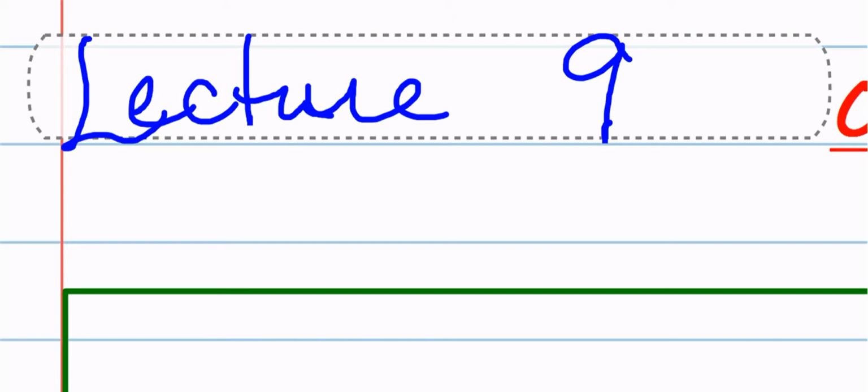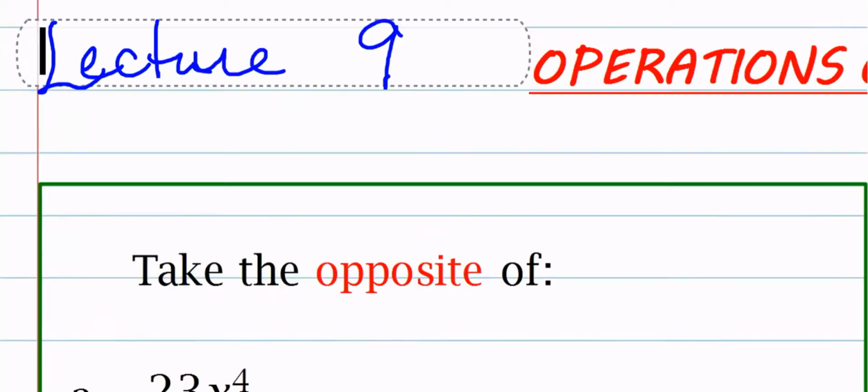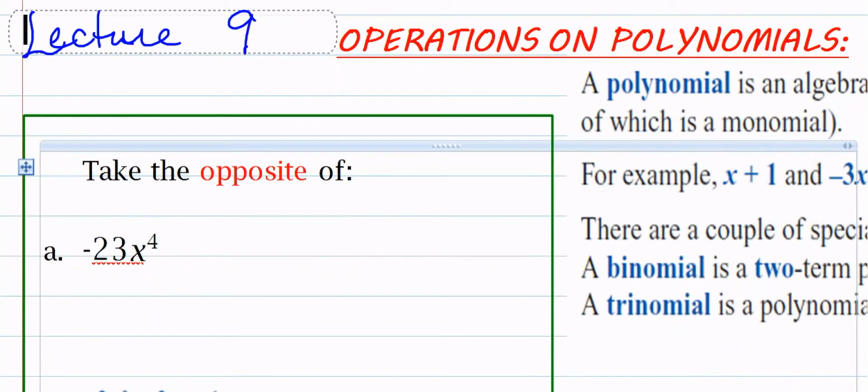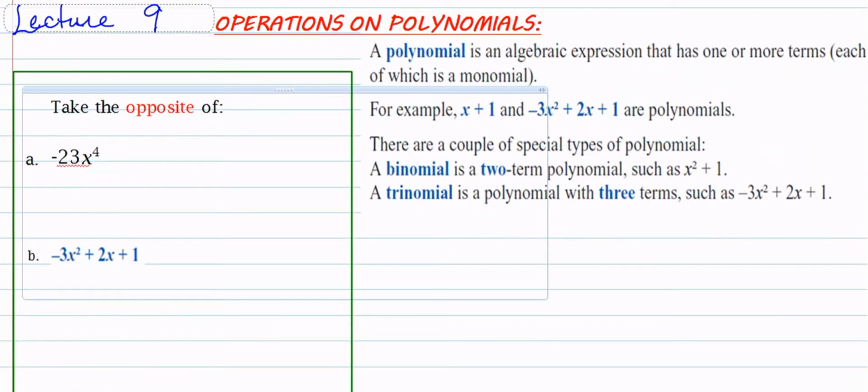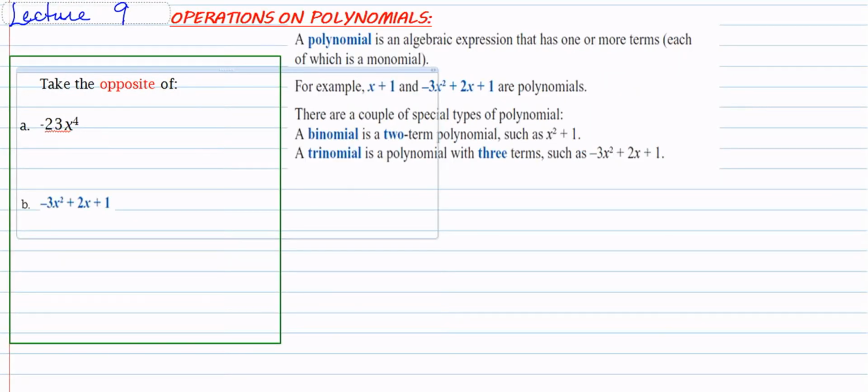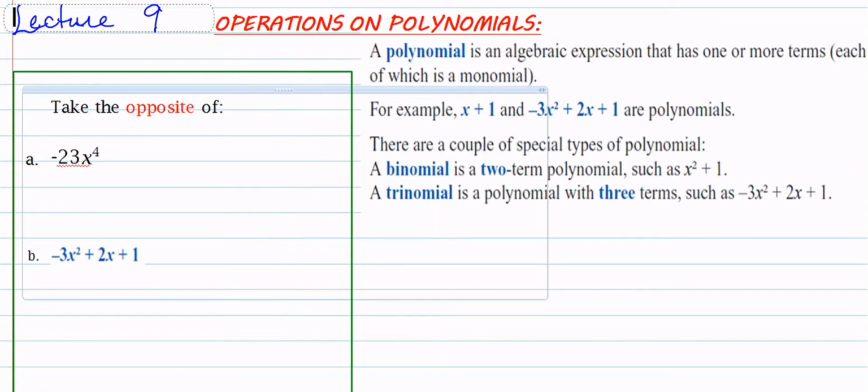This is Karen Smith, and we're talking about operations on polynomials today. And so polynomials are made up of terms, factors, and operations. You've seen it before, okay? We call them expressions so far.